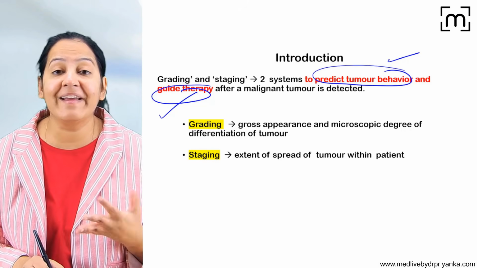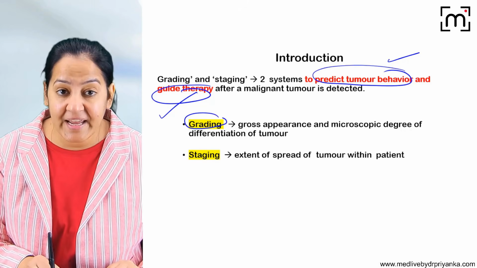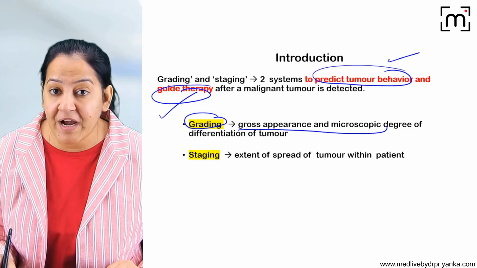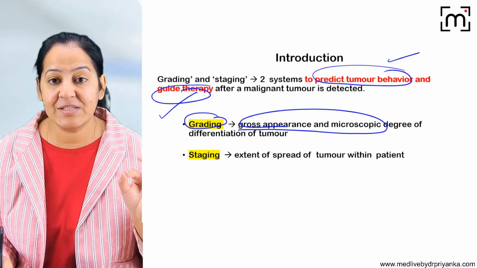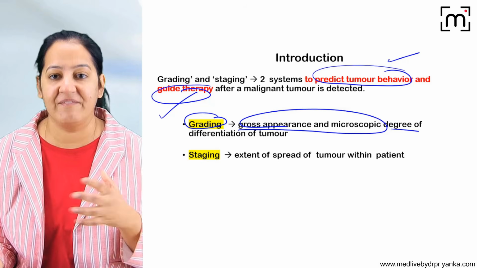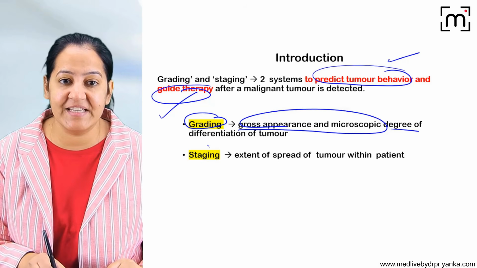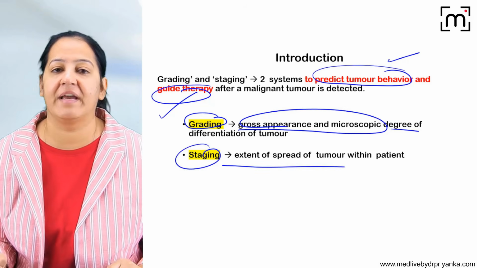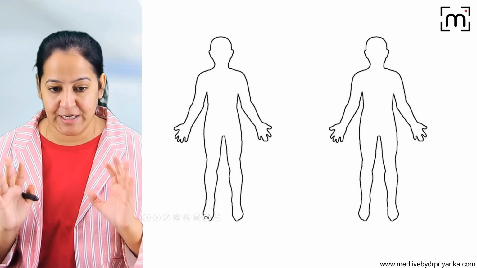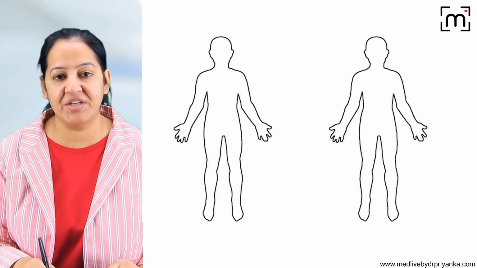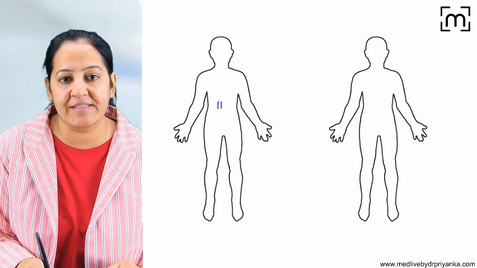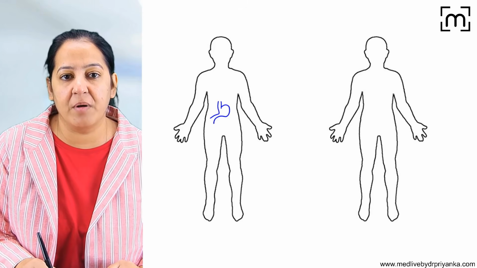So what do you mean by grading and what do you mean by staging now? Grading is the gross and microscopic appearance of a cancer based on the degree of differentiation of the tumor. I will let you know what is degree of differentiation. And staging is the extent of spread of the tumor within one patient. So let me explain you in two diagrams. For example, the patient is having a cancer in the stomach. For example, this is the gastric carcinoma in a patient.